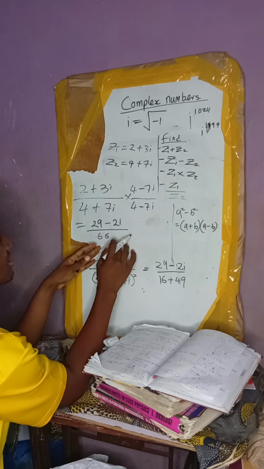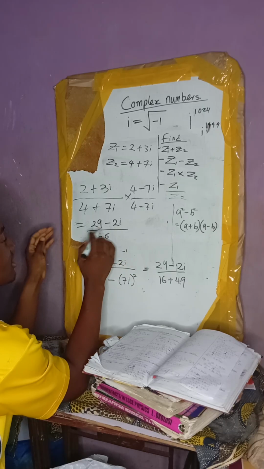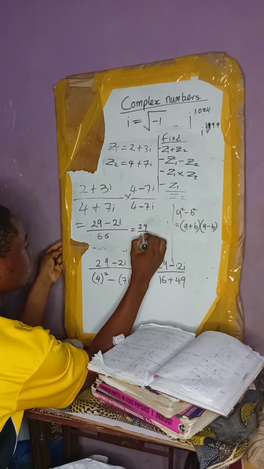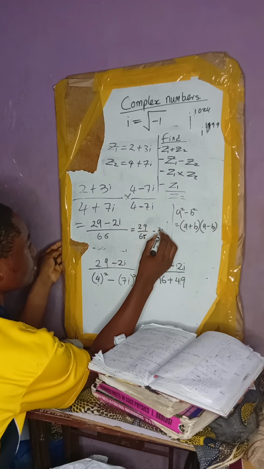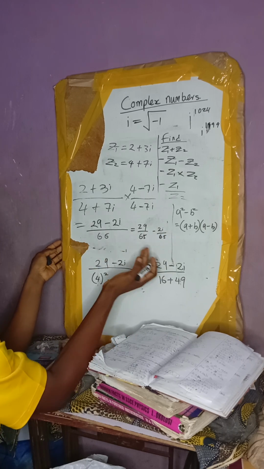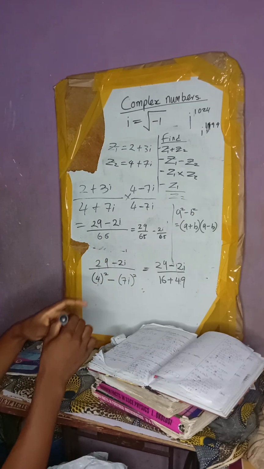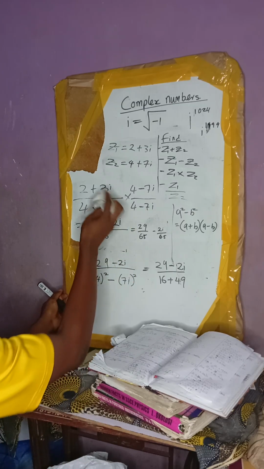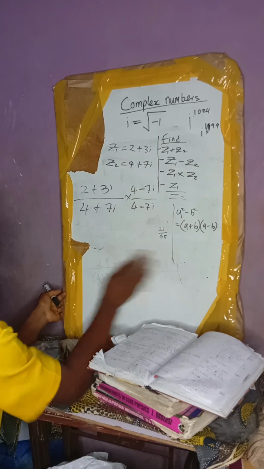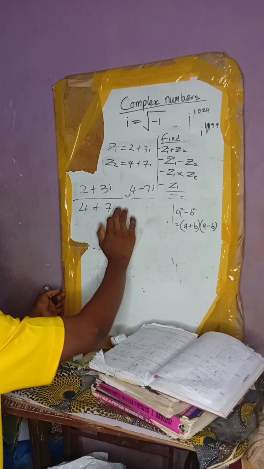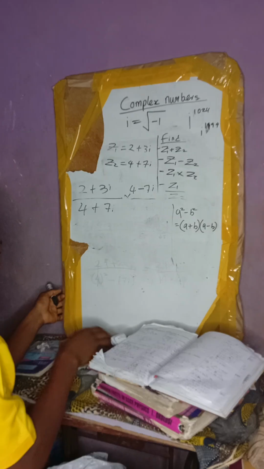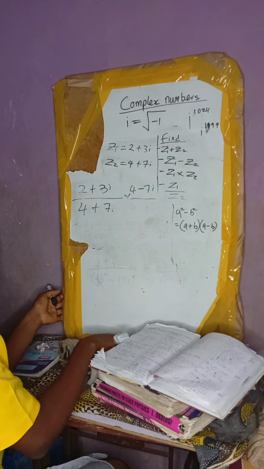You might see your answer like this in the options, or they might just separate it out like this: 29 over 65 minus 2i over 65. The answer can be like this in the option, or like this. They still mean the same thing. So that is addition, subtraction, multiplication, and division. Now let me show you that trick I told you earlier about how to find i raised to power any big number or any small number, basically. So let me show you that trick.